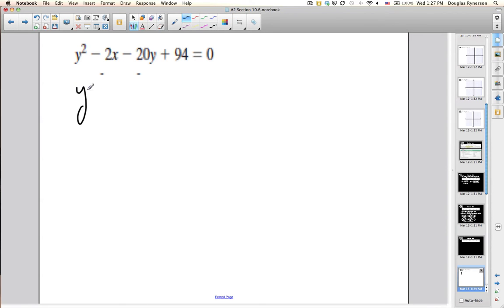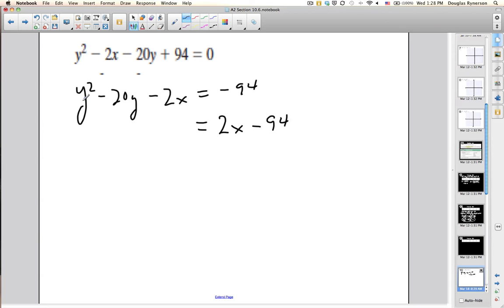So I'm going to put my y's together, and I only have the one x, and I'm going to move the constant to the other side. Now, I have a variable squared and a variable to the first power. This has to be a parabola. This is the only case where this would happen. So now I know I'm going to complete the square on this side, but I need to move the x to the other side of my equation.